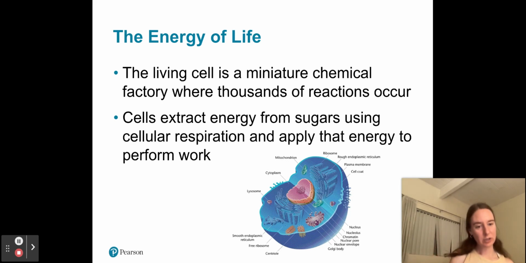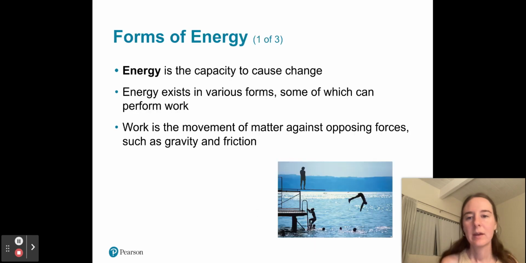Cells take in sugar from the food that they eat, or some cells actually make their own sugar, cells that can do photosynthesis. And they use a chemical reaction called cellular respiration. Cellular respiration is simply a chemical reaction that takes the sugar that we eat and converts it into energy that can be used all around the cell for all the thousands of reactions. And that allows a cell to do some sort of work, to do a job, to create proteins.